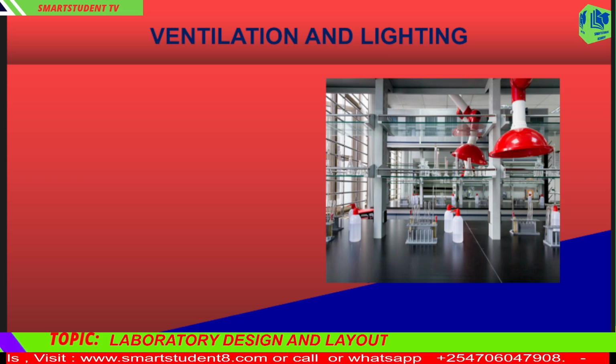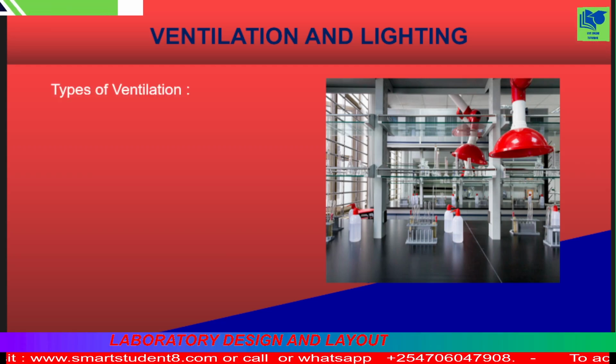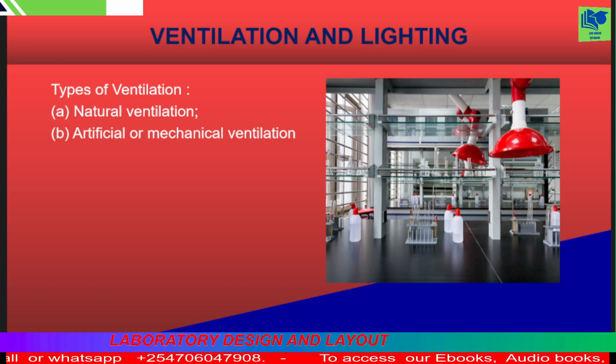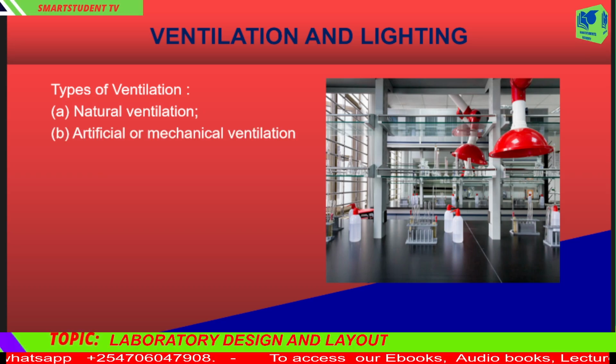There are two types of ventilation. A. Natural ventilation. Includes all ventilation that allows in fresh air, e.g. through windows, doors, etc. B. Artificial or mechanical ventilation. Is achieved by means of fans, air conditioners, fume chambers, etc.